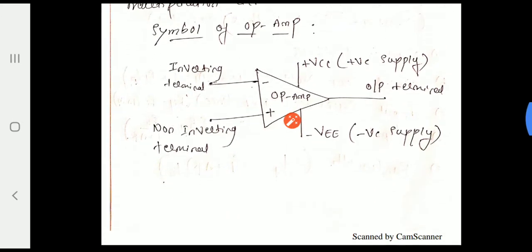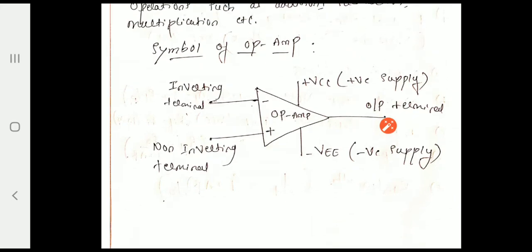Now look at the symbol here. The symbol of the op-amp contains 5 terminals: 2 are input, 2 are dual power supply, and 1 is the output terminal. Now I will explain the importance of the terminals used in the symbol. I am just refreshing it because I am going to use the op-amp in the derivations.